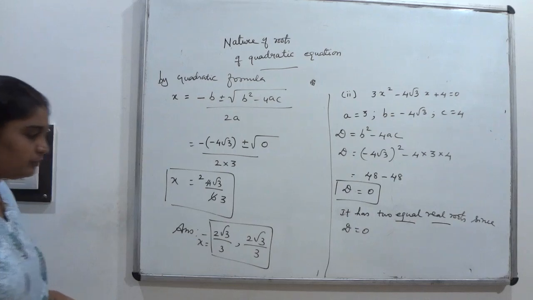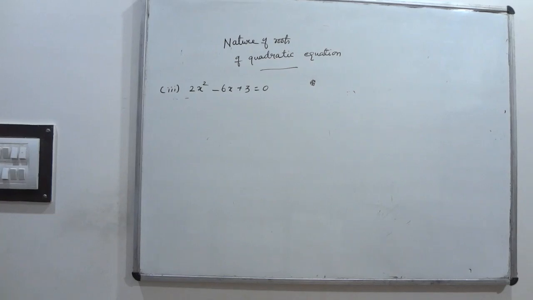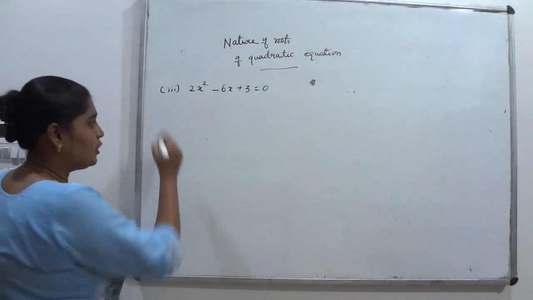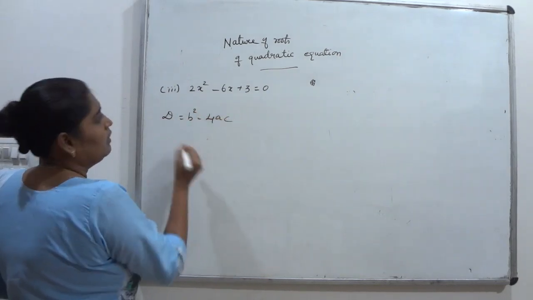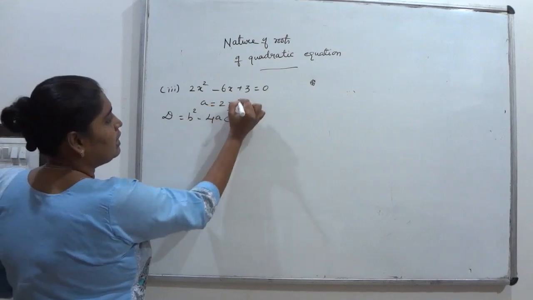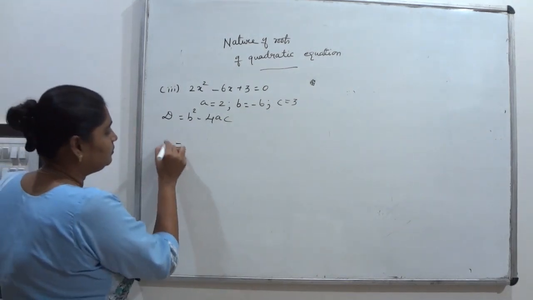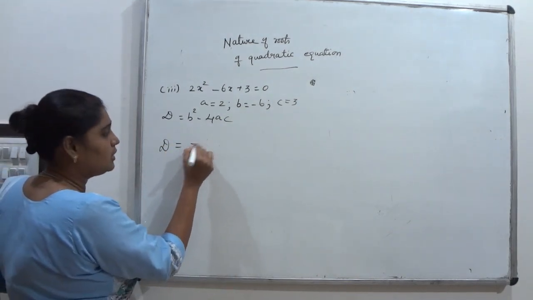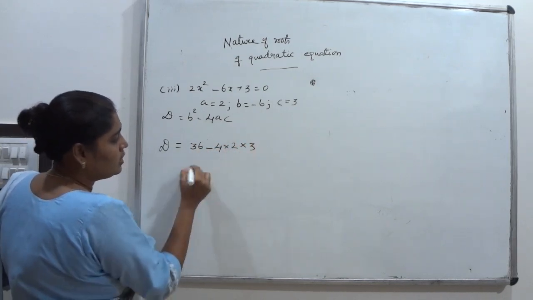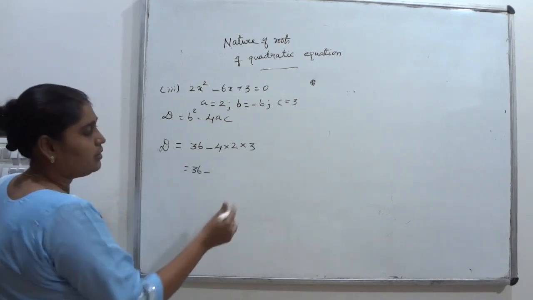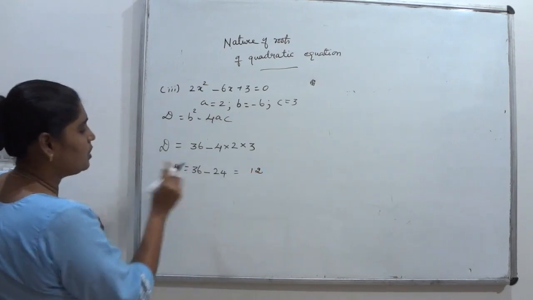Okay. Thank you. Question number 1, third part: 2x square minus 6x plus 3 equal to 0. First, I have to find the nature of roots. For that, capital D, which is equal to b square minus 4ac. A value is 2 here, b value is minus 6 and the c value is 3. Keep here b square, that is minus 6 whole square 36, minus 4ac, 4 times a value 2 and c value 3. So 36 minus 8 times 3 is 24, 36 minus 24, so you will get 12. Capital D is 12.